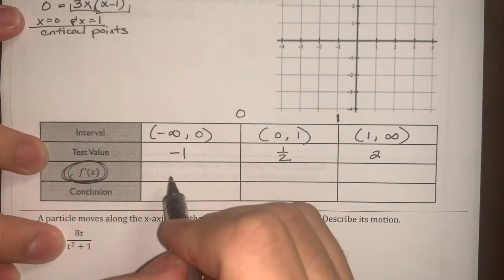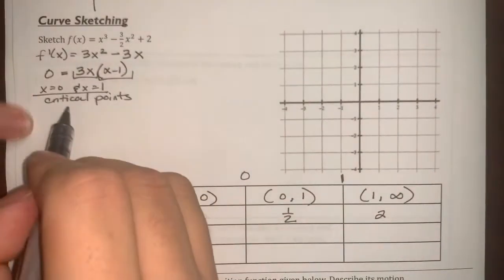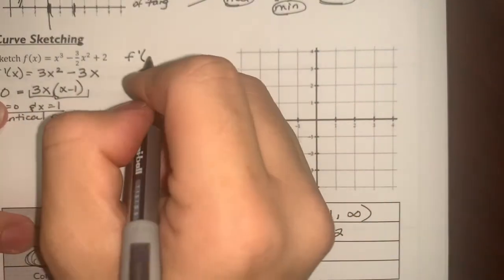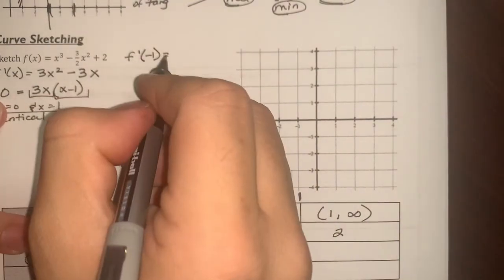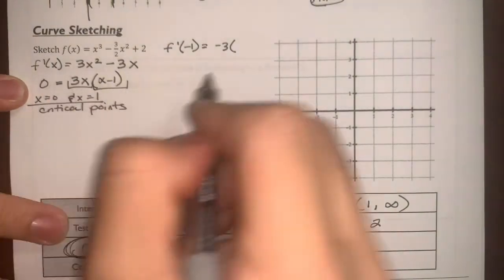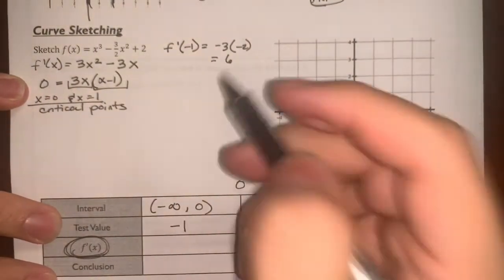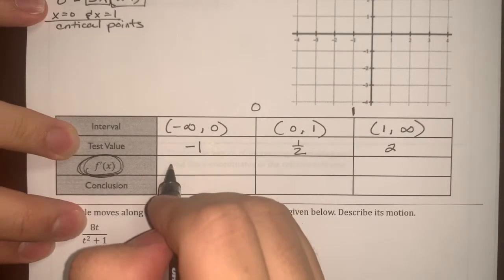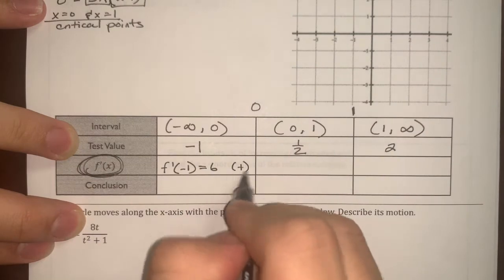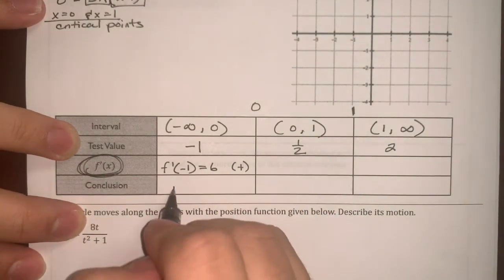But so now what we're going to do, we're going to plug in these three test points into our derivative function. So I'm going to check f prime of negative 1. Well, if I put a negative 1 into this, that'll be negative 3 times negative 2. That's going to be 6, which is a positive value. So we know that f prime of negative 1 is equal to 6. We know that that's positive, so we can conclude that it is increasing.